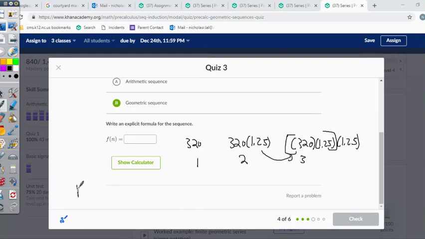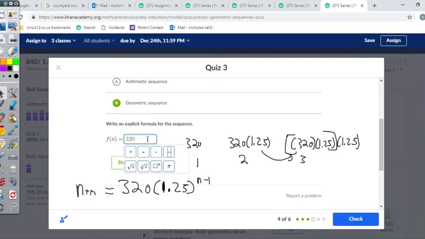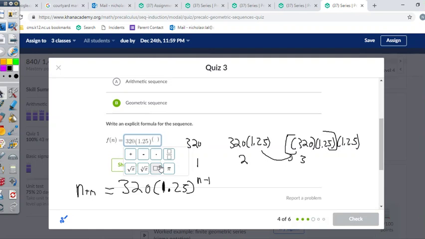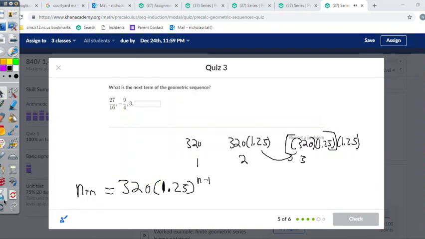So on the nth day, it's going to be equal to a1, 320, times r. Each time you are increasing by 1.25, to the n minus 1. So you have 320 times 1.25 to the n minus 1 power. Got that right? Next question.